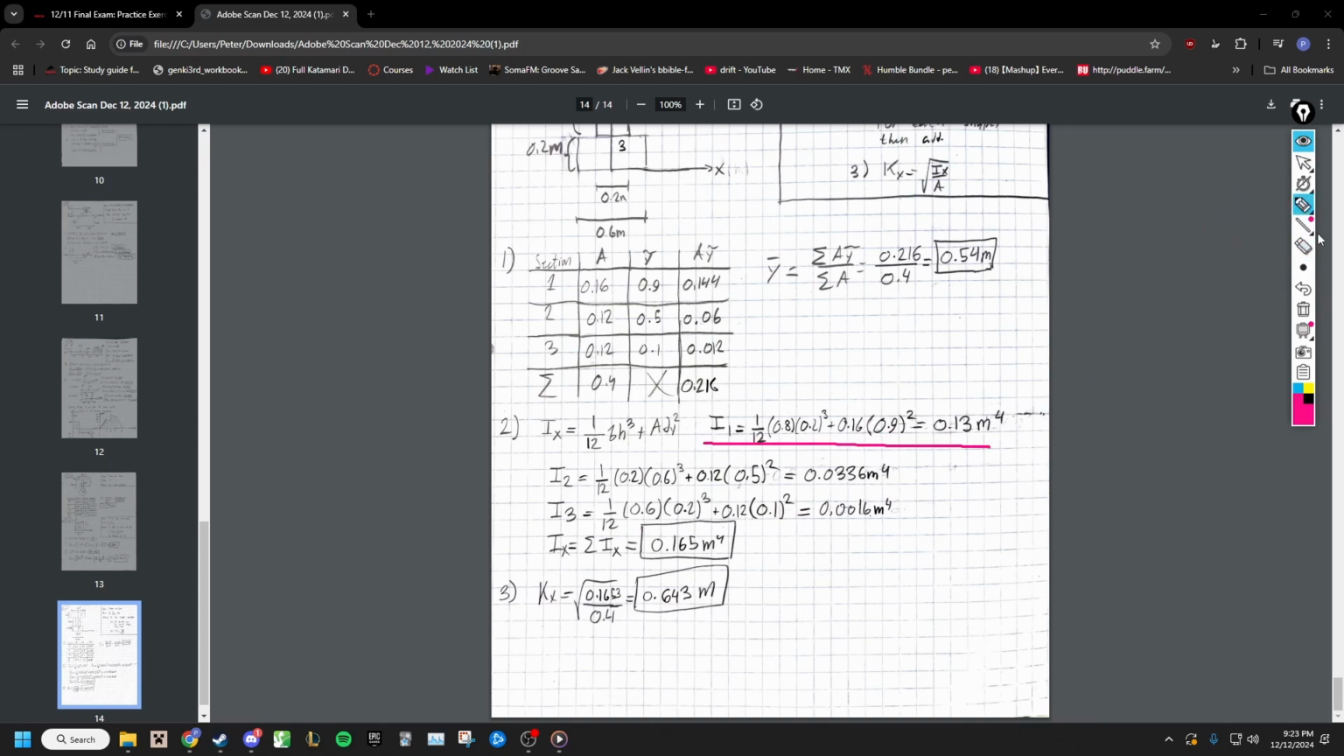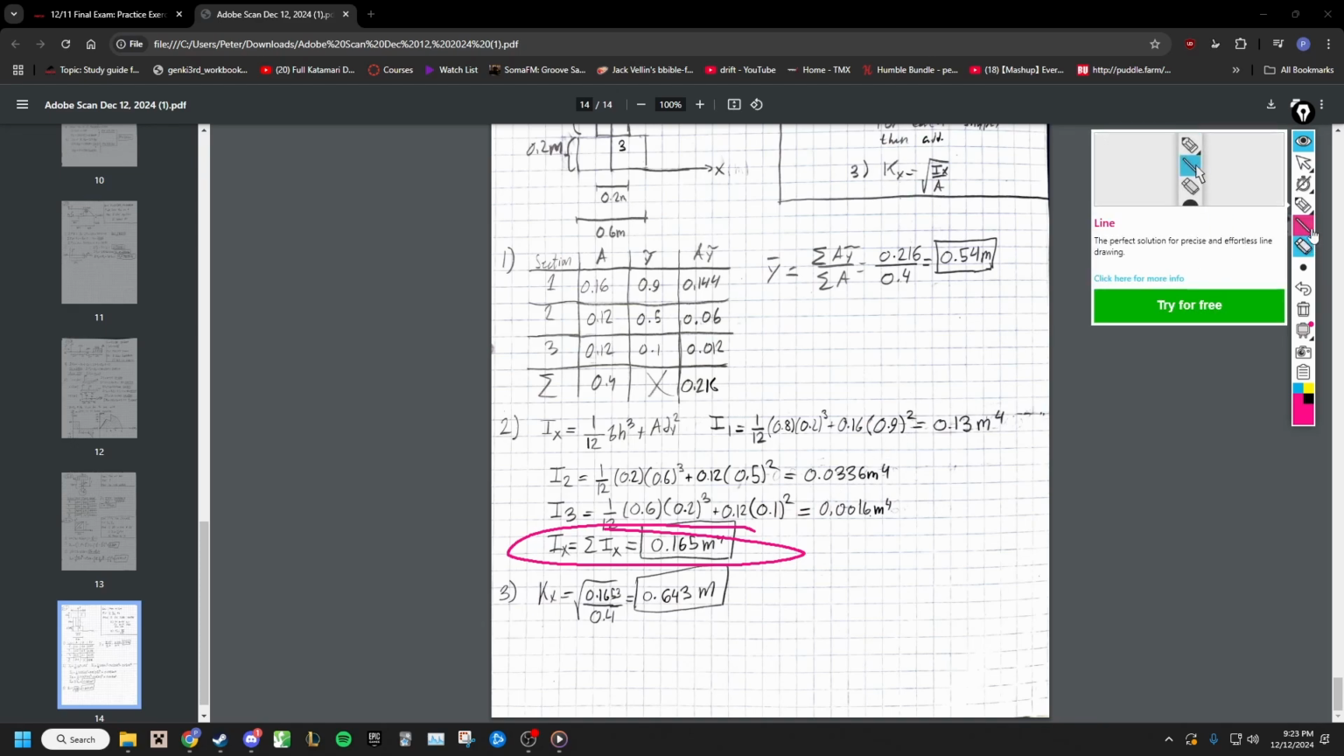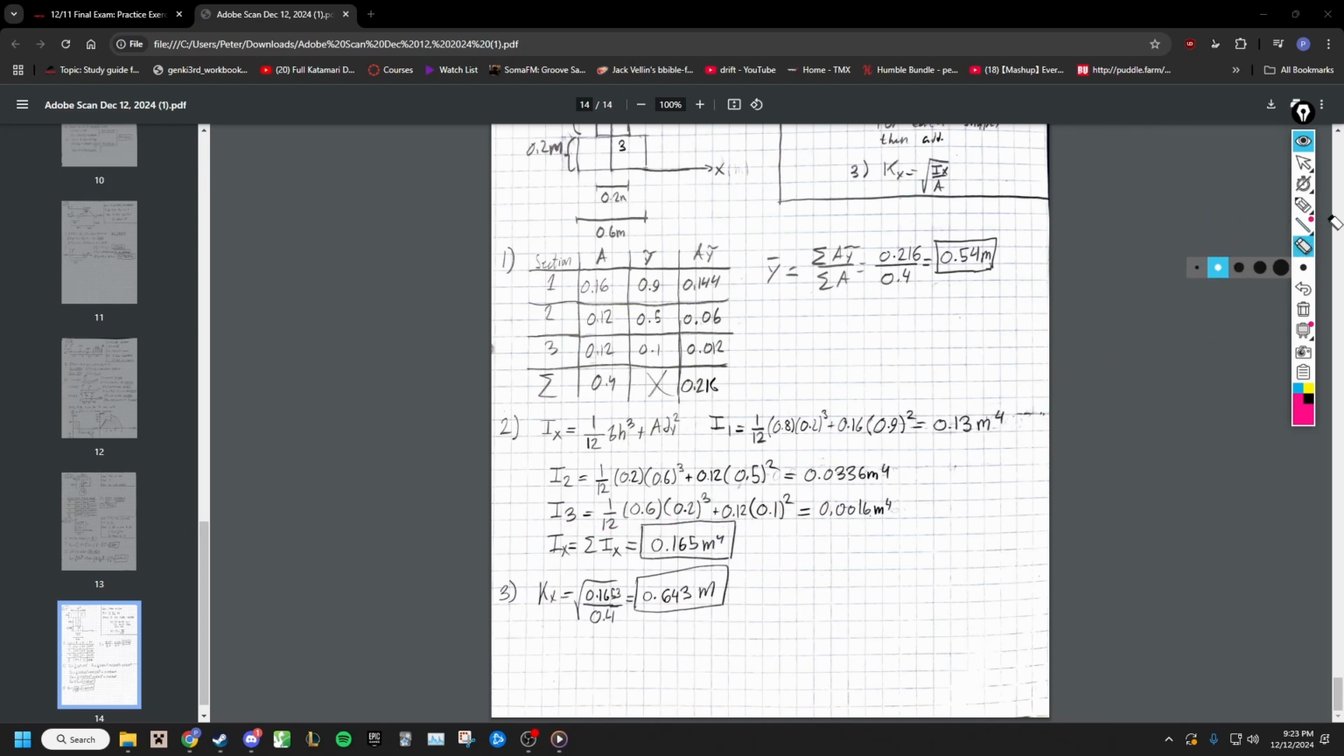You do that for this one, then you do it for the middle part, and then you do it for the top part. And then you just sum it all together. And we found that the total moment of inertia with respect to the x-axis is 0.165 meters to the power of 4.